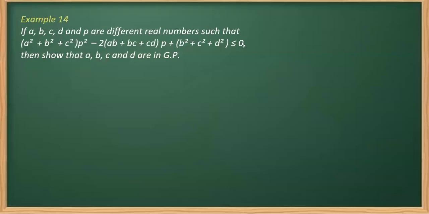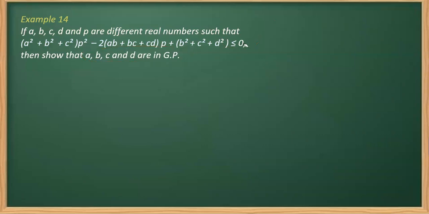This is example 14. It says A, B, C, D, and P are different real numbers, having different values. A further relation is given between A, B, C, D, and P, and it's mentioned that it is less than or equal to 0. It means it is either 0 or less than 0. And we need to show that A, B, C, D are in GP.